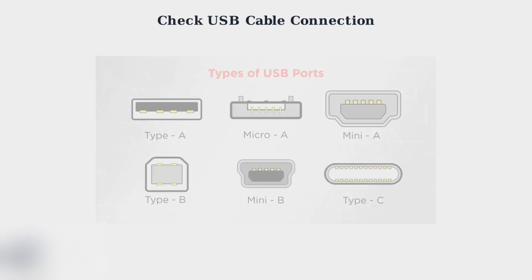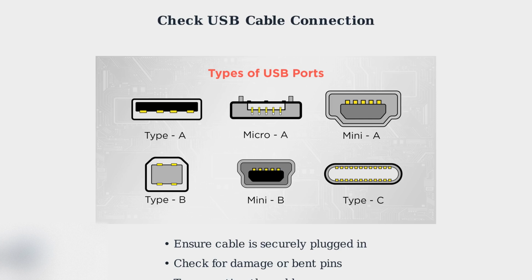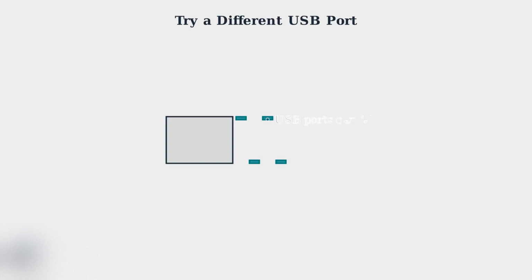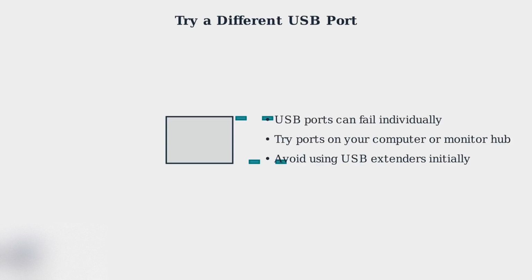Start with the basics. Ensure the USB cable connecting your monitor is securely plugged in at both ends. Check for any visible damage, bent pins, or loose connections that might prevent proper data transfer. If the cable seems fine, try plugging into a different USB port. Ports can fail due to power issues or physical damage. Test both your computer's USB ports and any ports on the monitor itself if available.